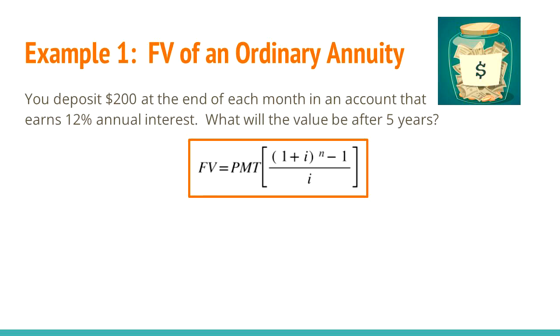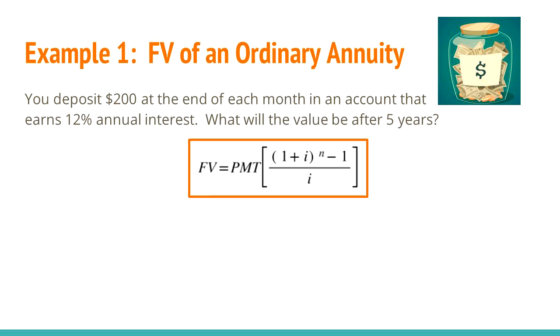So for this first example, let's say that you've got an ordinary annuity. You're depositing $200 at the end of each month. It earns 12% interest, and we want to know what the value will be after 5 years. So notice these defining qualities of the ordinary annuity. My deposits are a fixed amount. They're also being done at fixed intervals. In this case, it's monthly. I've got my interest rate and a time in years.